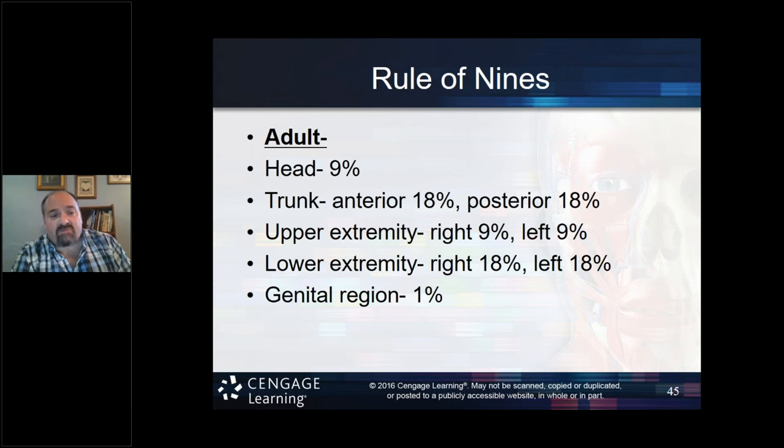So here, as far as the rule of nines, if the head is burned, right, 9%. The anterior trunk, posterior trunk, 18 and 18. Upper extremity, 9%, 9%, lower extremity, 18 and 18, and the genital region, 1%, okay? So depending upon how much of those areas are burned, that's how we can figure out percentage-wise what a patient is suffering from as far as burns over their entire body. Children are a little bit different because their proportions are different in comparison to the adult, okay?